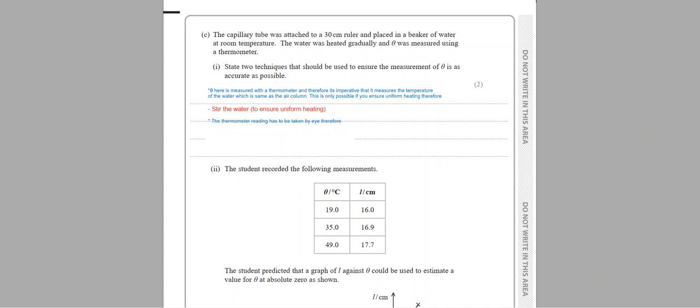So what do we do to ensure uniform heating? We have to stir the water. And the other point is the thermometer reading has to be taken by eye. Whenever you take a reading with your eyes, what do you do? Keep the thermometer close to the capillary tube.